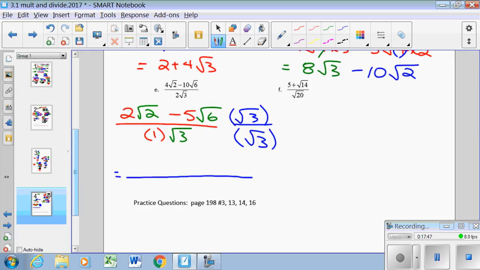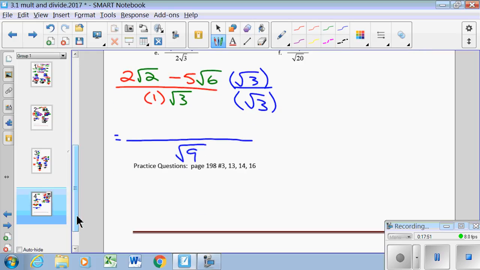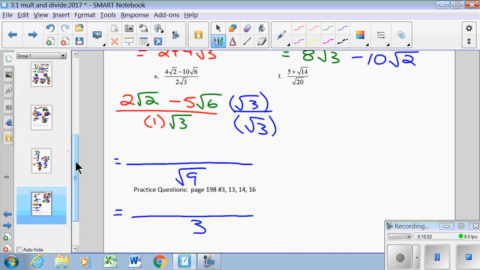Root 3 times root 3 is root 9. When I simplify that bottom fraction, I now have whole number 3. So that's the bottom: root 3 times root 3, root 9. Root 9 is whole number 3. What does the top look like?